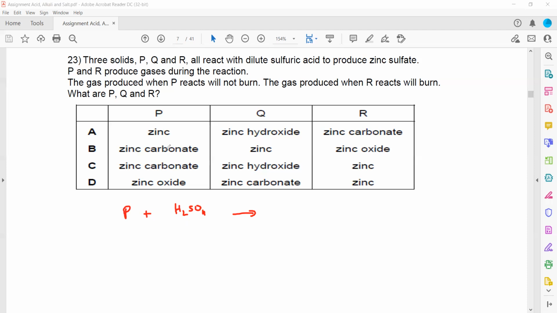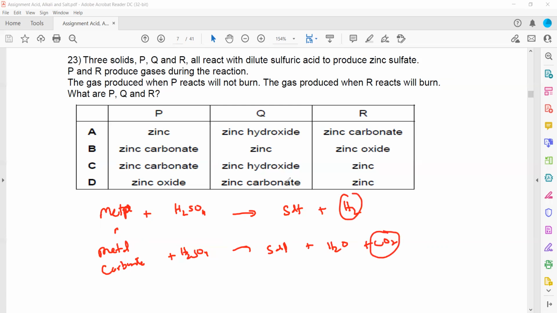So in which two cases can acid give a gas? When acid reacts with a metal, it will give a salt and hydrogen gas, and hydrogen is flammable. Or acid reacts with a metal carbonate. When a metal carbonate reacts with acid, that will also give salt plus water plus carbon dioxide. So the reaction with a carbonate or the reaction with a metal gives gases.